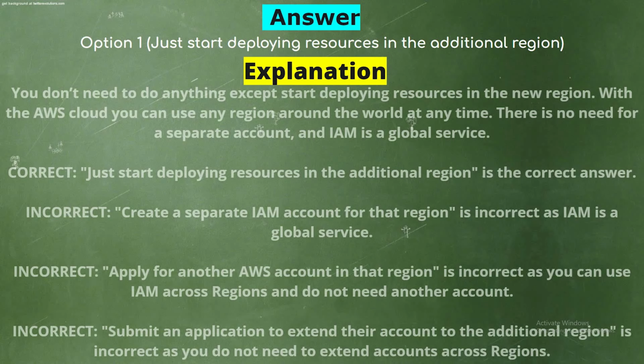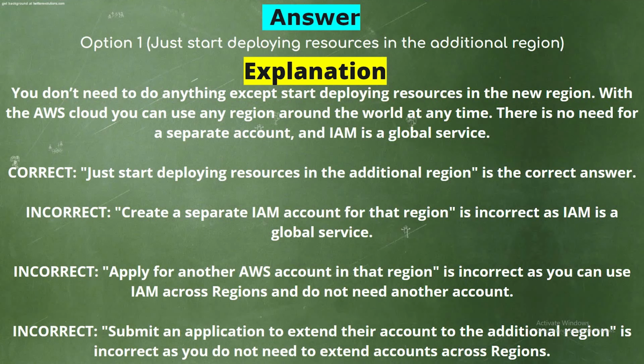Explanation. You don't need to do anything except start deploying resources in the new region. With the AWS cloud, you can use any region around the world at any time. There is no need for a separate account, and IAM is a global service. Correct. Just start deploying resources in the additional region is the correct answer.